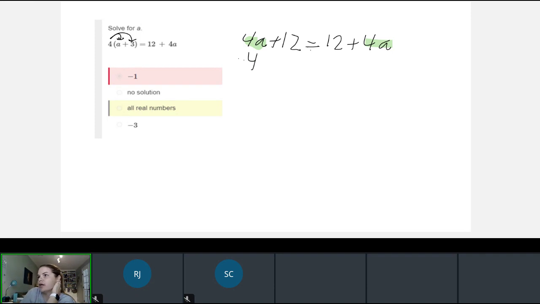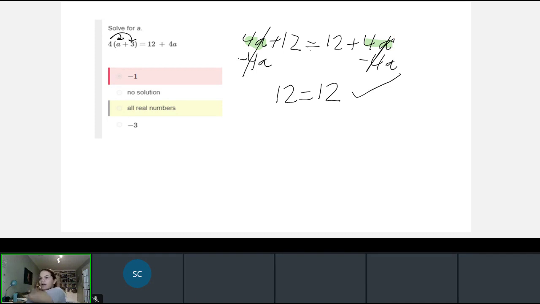So we're going to subtract 4a from both sides, and you will see that's going to cancel, and it's actually going to cancel out over here. So we get 12 equals 12. So when we get a true statement like that, where the numbers equal each other, 12 does equal 12, that's when it's going to be all real numbers. So that was one of the ones that's considered a special case.